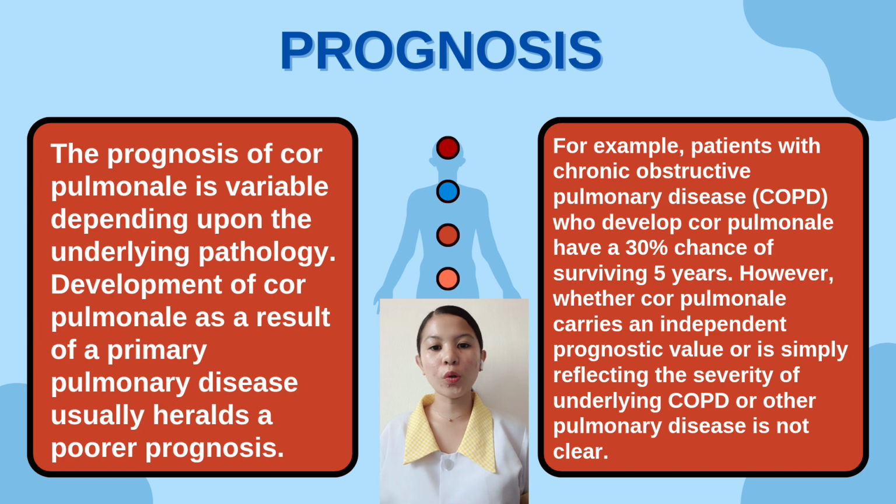So lastly is the prognosis. The prognosis of cor pulmonale is variable depending upon the underlying pathology. The development of cor pulmonale as a result of primary pulmonary disease usually heralds a poorer prognosis. For example, a client with chronic obstructive pulmonary disease, or COPD, who develops cor pulmonale has a 30% chance of surviving 5 years. Whether cor pulmonale carries an independent prognostic value or simply reflects the severity of the underlying COPD or other pulmonary disease is not clear.